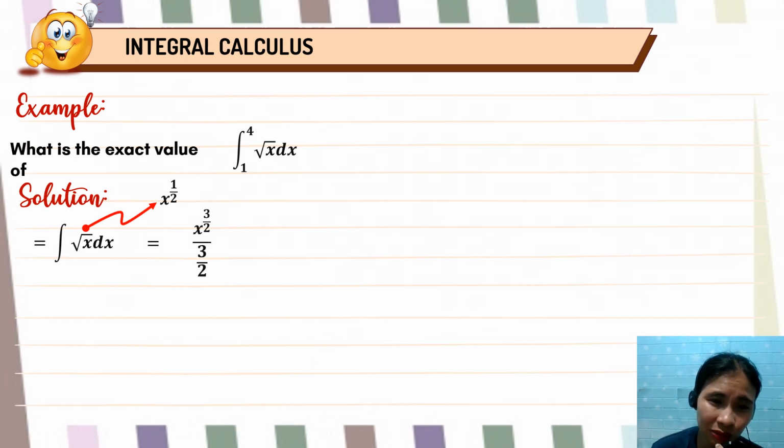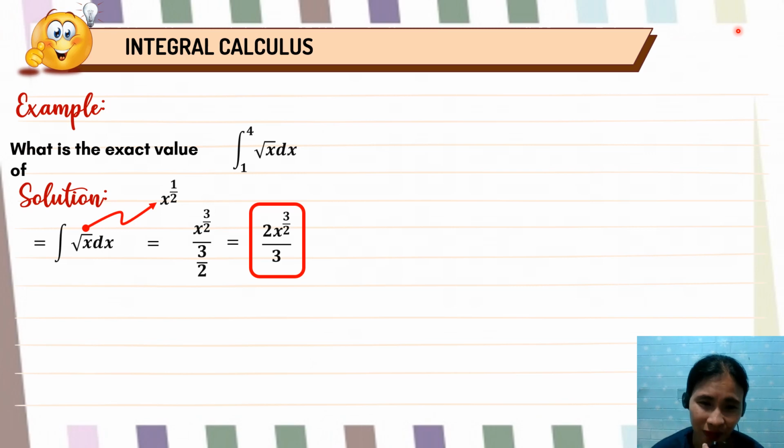And the antiderivative of x exponent 1/2 is x exponent 3 over 2 over 3/2. So again, I expect that you already have an idea on how to integrate polynomial functions. And to simplify this further, get the reciprocal of the denominator and then multiply it to the numerator. Since the reciprocal of 3/2 is 2/3, this is 2/3 of x exponent 3/2. So this is now the integration of the expression.